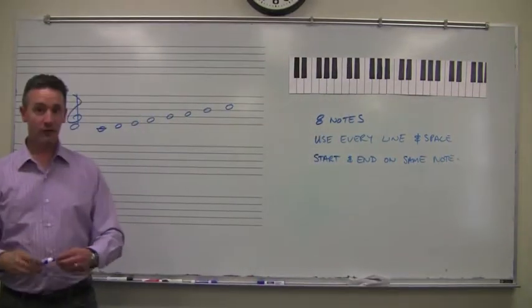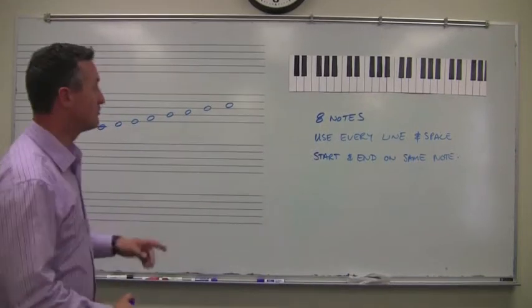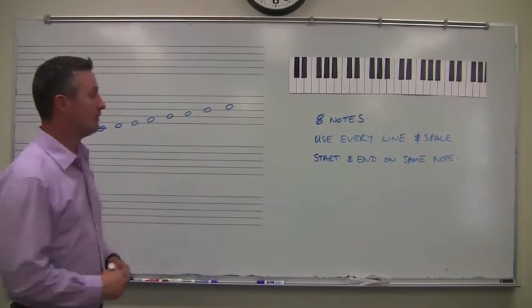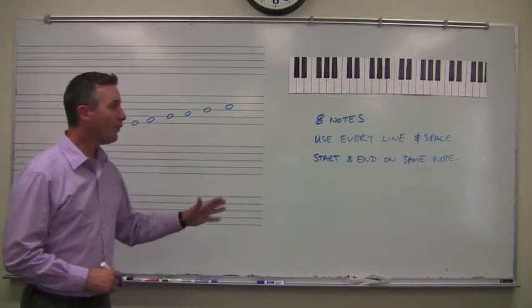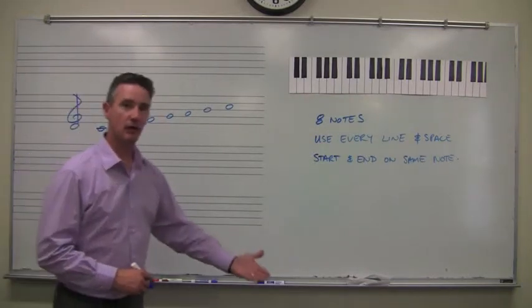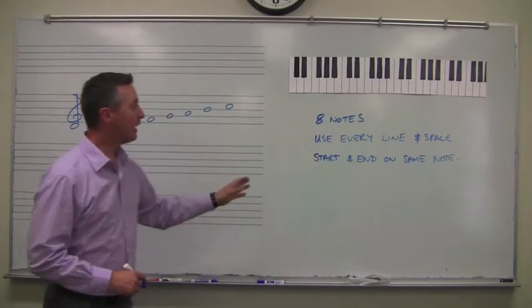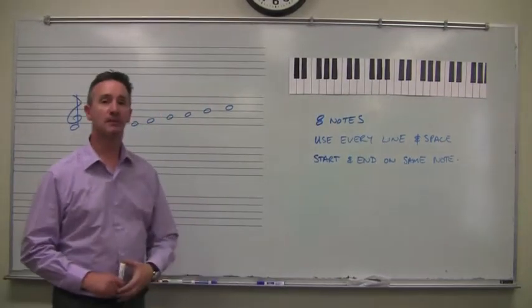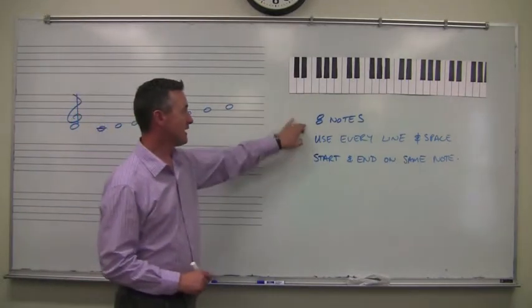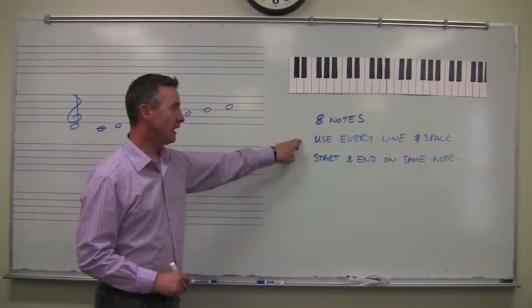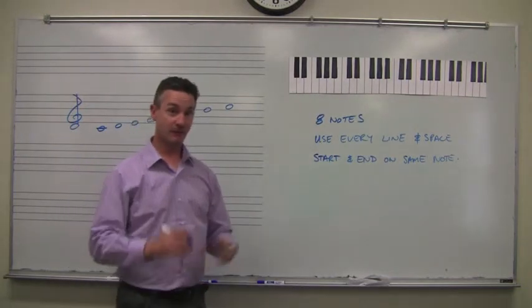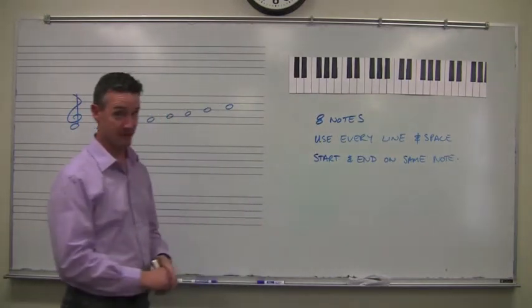Those are important concepts. Those, in fact, are concepts which are true for major and minor scales. Now, there are different orders of the notes within the octave. We'll get to that in a moment. But these statements are true for all major and minor scales, that there are going to be 8 notes, that they use every line and space when you're writing it out, and they start and end on the same note. Very important that you have those 3 things in place.